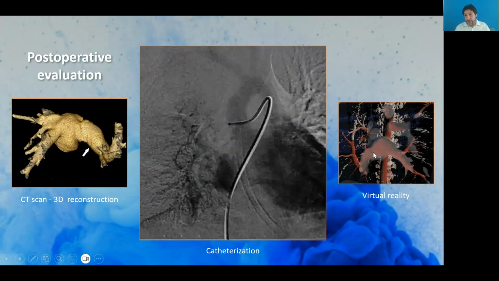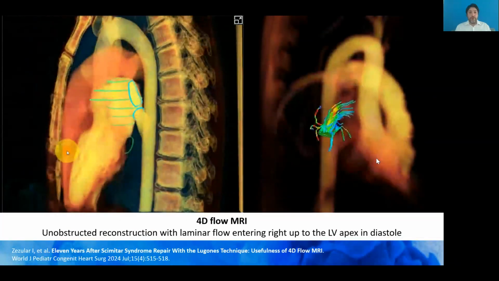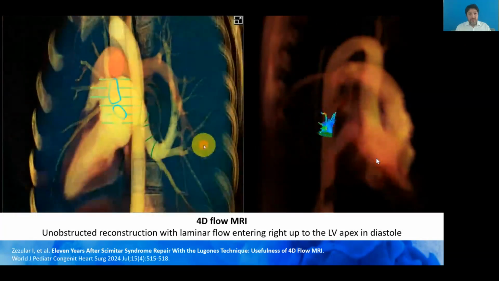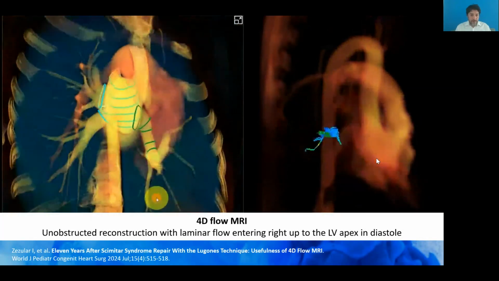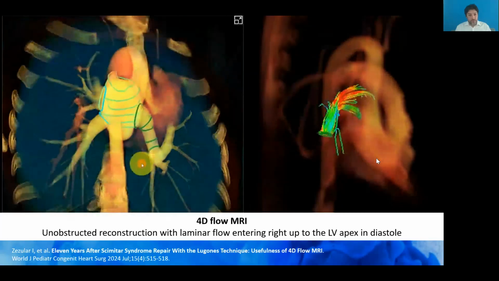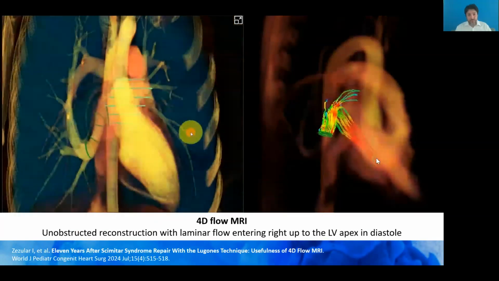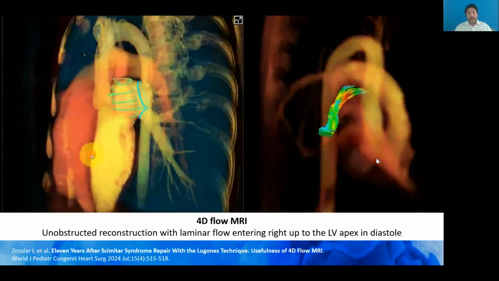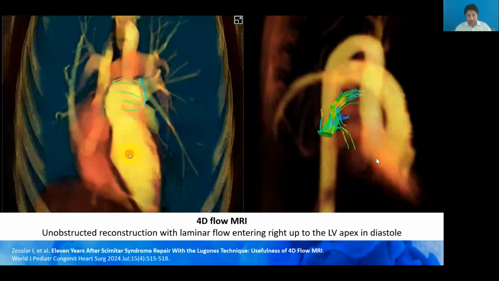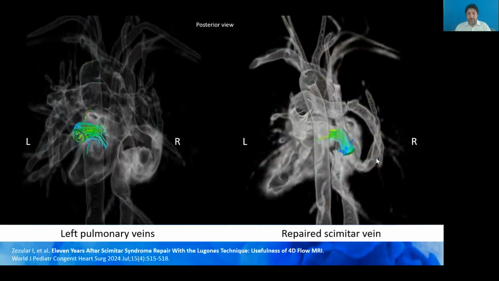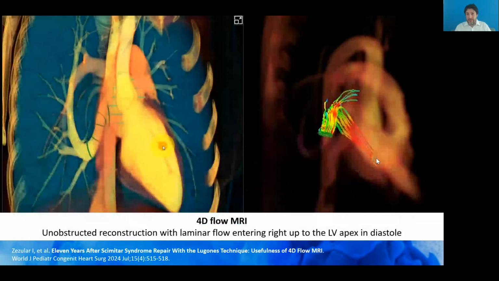And when you go to virtual reality, you can see how wide this tunnel is and the entrance in the left atrium. We have performed 4D flow MRI in these patients in order to evaluate the behavior of blood flow coming back from the right lung, and we saw that there is laminar flow. There is an unobstructed reconstruction with laminar flow, and that has the characteristics of a normal pulmonary venous return. That is, that blood flow enters right up to the left ventricular apex in diastole.